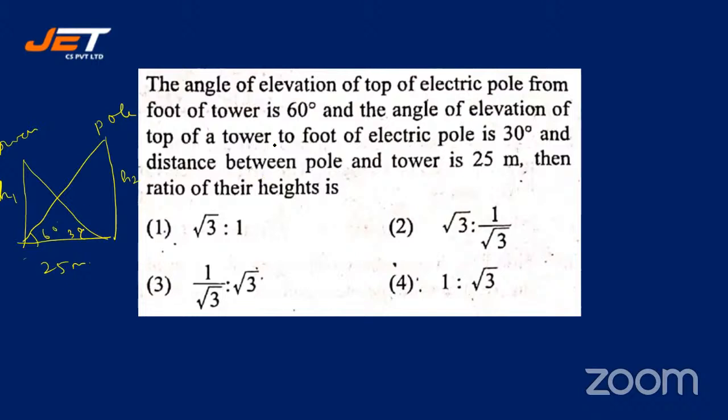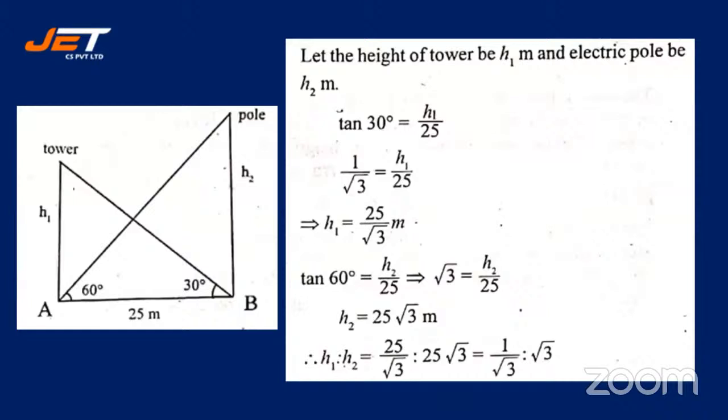Let's see, 45 seconds is already over. Many says option 2. Okay. Some says option 3. Yes. All right. So let's see the key. It is option 3. 1 by root 3 is to root 3. See how? See the diagram. Let the height of the tower be H1. That's what we had assumed. And the electric pole height be H2. Yes. Right. So what is tan 30? Tan 30 is nothing but the height.